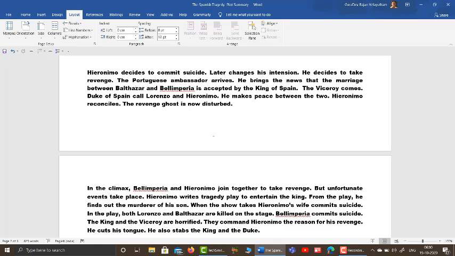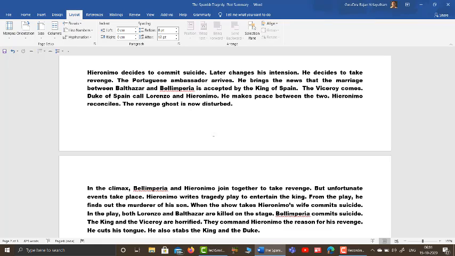So now the Portuguese ambassador comes and brings the news that the marriage between Balthazar and Bellimperia is accepted both by the king and the viceroy, and the viceroy comes to the palace of Spain. Okay, this is the viceroy, coming to the Spanish palace. So Hieronimo is called to arrange a drama to entertain the viceroy of Portugal.